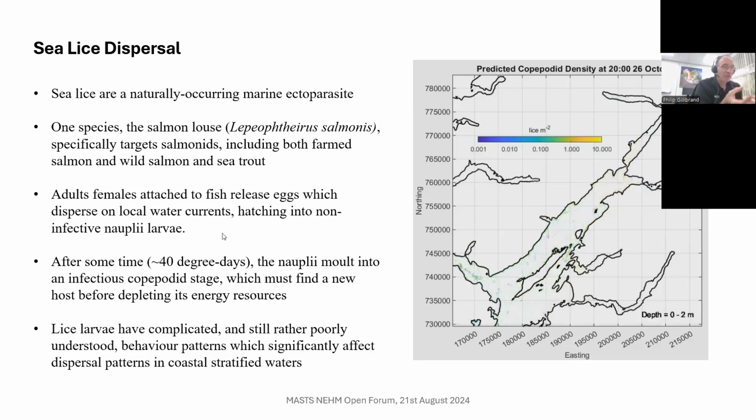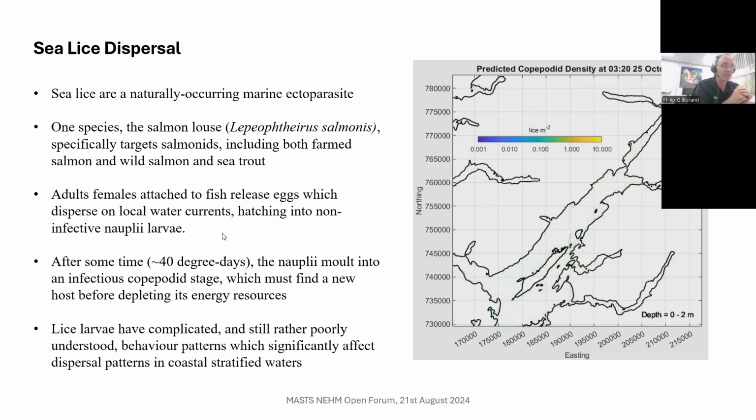So the adult females, which are attached to a fish, release eggs into the water. Those eggs disperse and hatch into a nauplius stage, which isn't infective. So they're still floating around. After some time, which is temperature dependent, the nauplii stage molts into an infectious copepodid stage. And that stage then has to find a new host fish before its energy resources become depleted. They don't feed. They're based on energy reserves from the eggs.